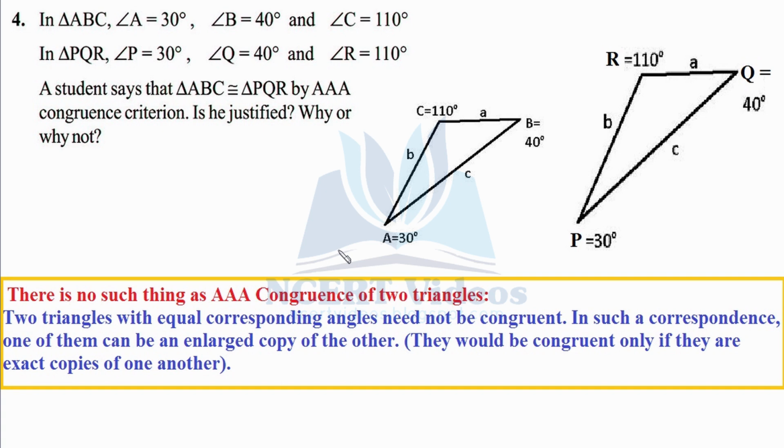It may be if they are exact copies, as the statement says. But in case of enlarged copies, they are never congruent to each other. So a student says that triangle ABC is congruent to triangle PQR by using the angle, angle, angle criterion, which doesn't exist. So is he justified? Well, no, because we have told the reason. So this is your fourth question.